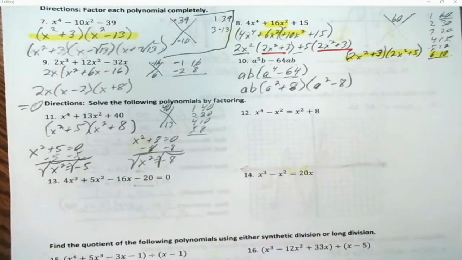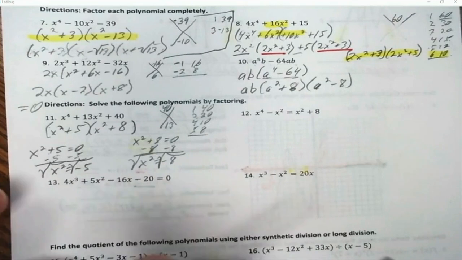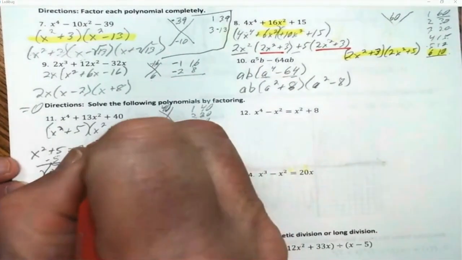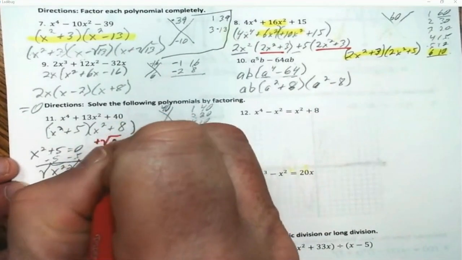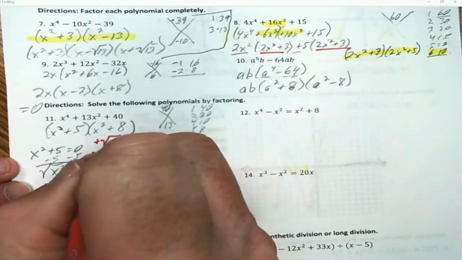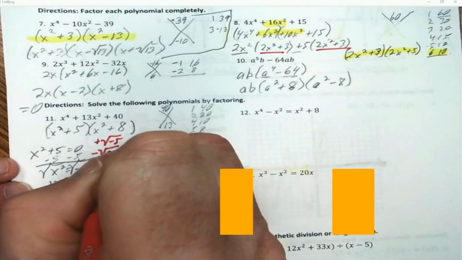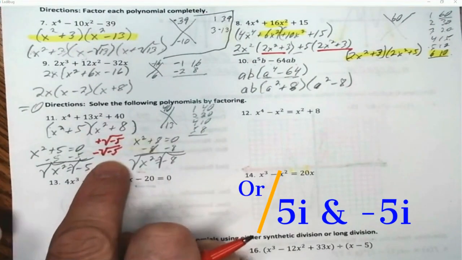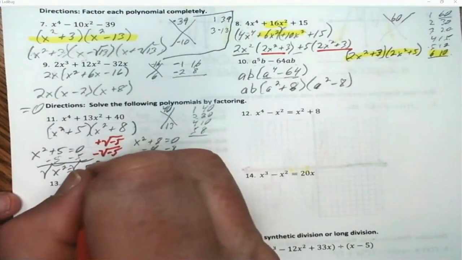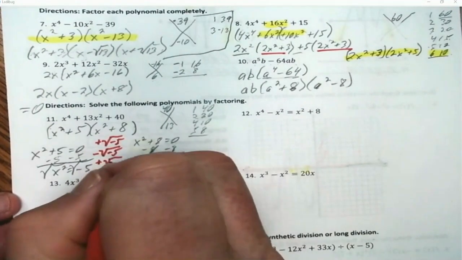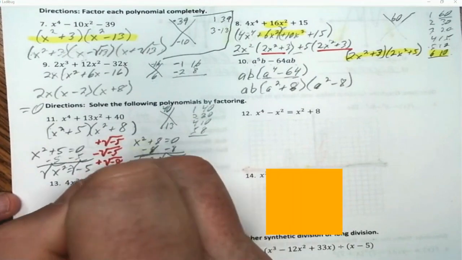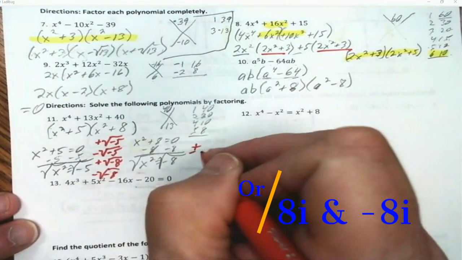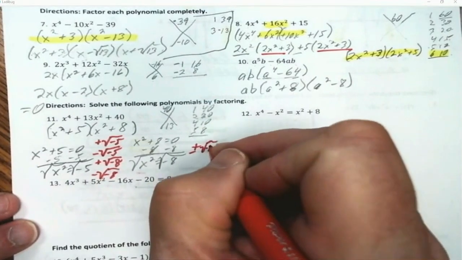So the four solutions: x squared becomes x, square root of 5. So this is plus square root of negative 5, minus square root of negative 5. Notice those are both imaginary answers. And we have the square root of negative 8, plus square root of negative 8, minus square root of negative 8. And yes, you could write it plus or minus the square root of negative 5.